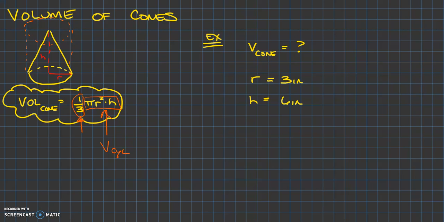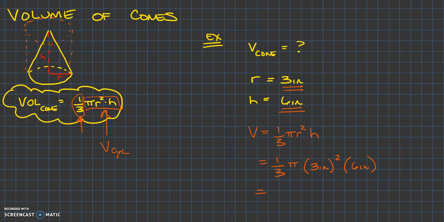So let's look at an example. Let's say I have a cone with a radius of 3 inches and a height of 6 inches. Well, the volume of a cone is 1/3 pi r squared h. And so this whole unit is all about substitution, but it's also about how to execute this math. So it's going to be 1/3 pi. What's the radius? 3 inches. We're going to square that and then multiply it by the height.